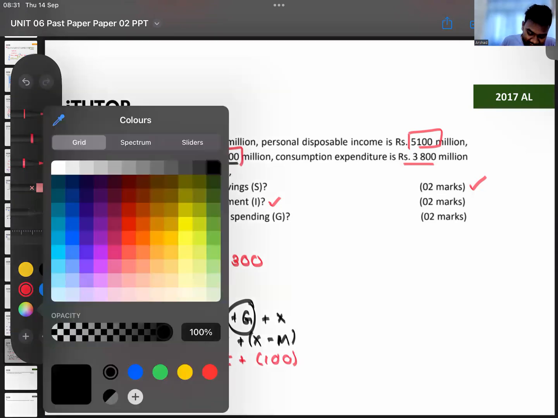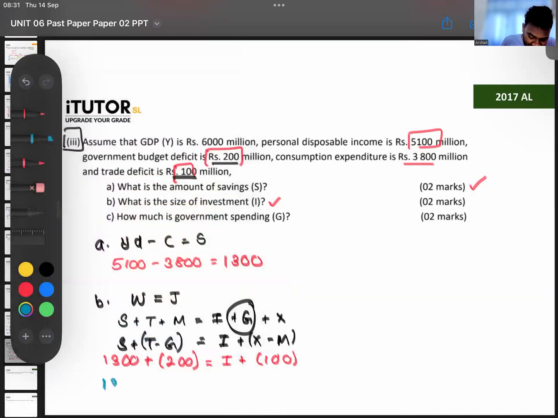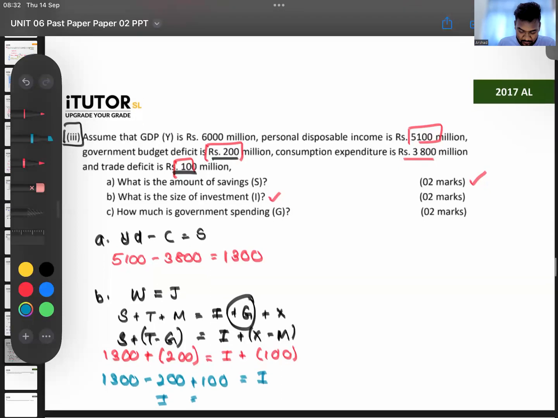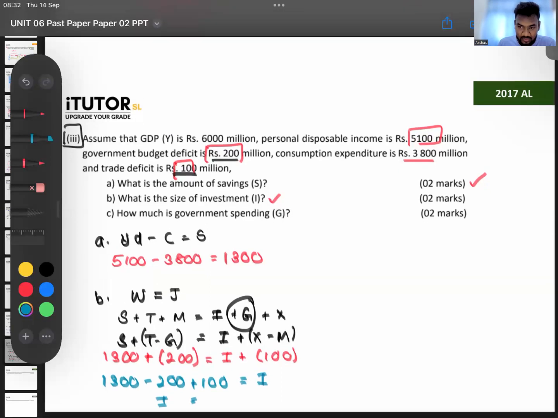So how much is I? 1300 minus 200. This minus 100, I'll take it to this side, becomes plus 100 equals I. I is equal to 1002. Right? Past paper also 1002, no? Your answer? Yes. Is that fine?